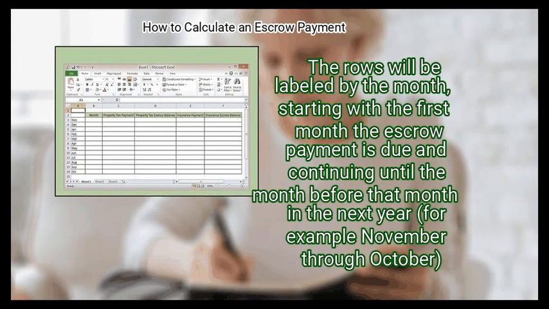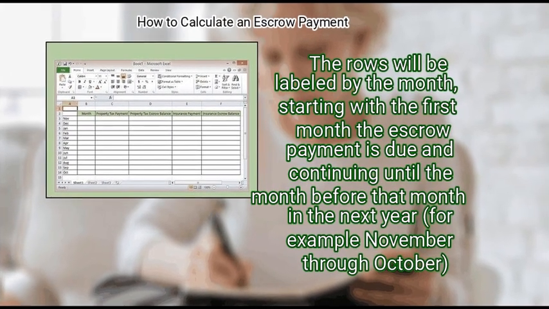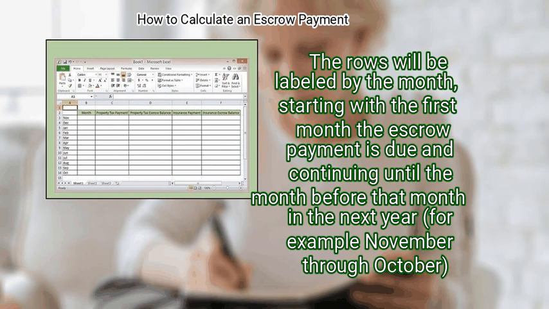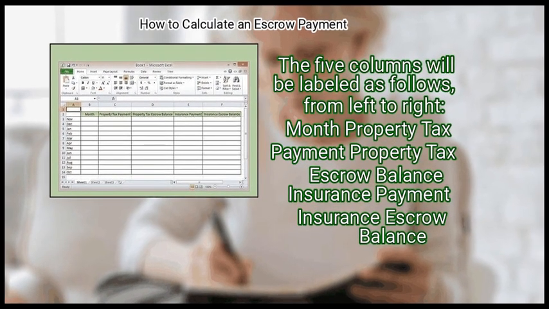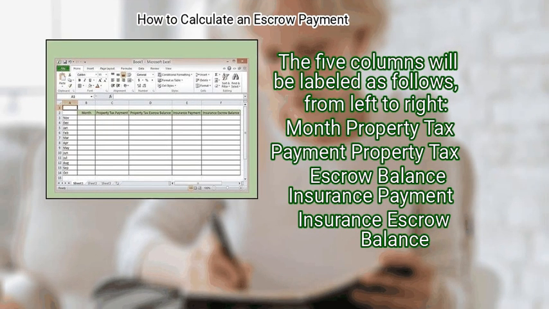The rows will be labeled by the month, starting with the first month the escrow payment is due and continuing until the month before that month in the next year. For example, November through October. The 5 columns will be labeled as follows, from left to right: month, property tax payment, property tax escrow balance, insurance payment, insurance escrow balance.